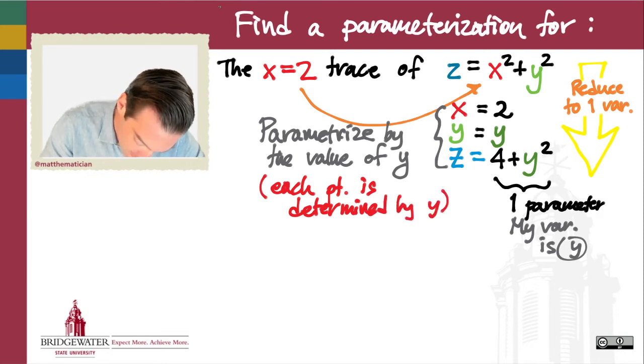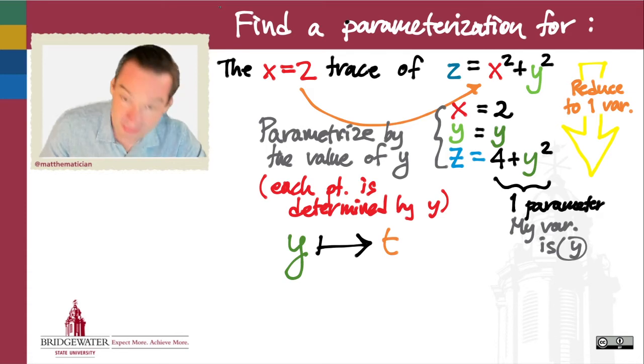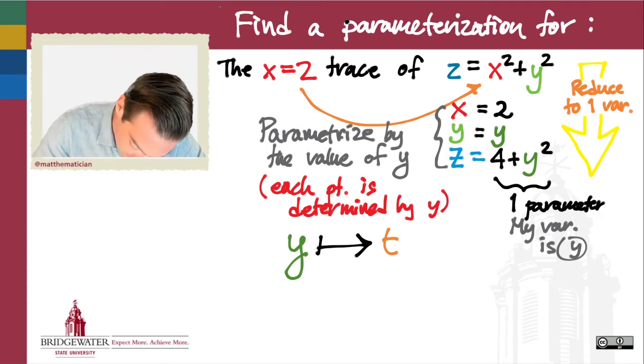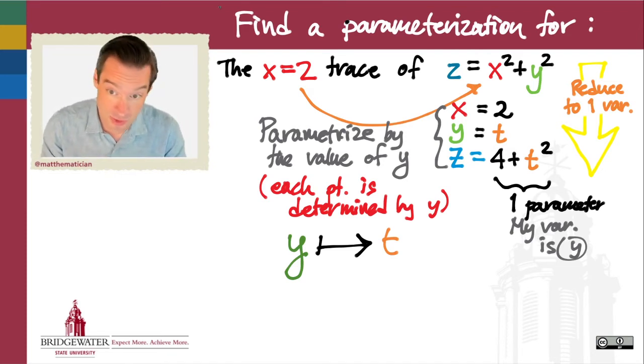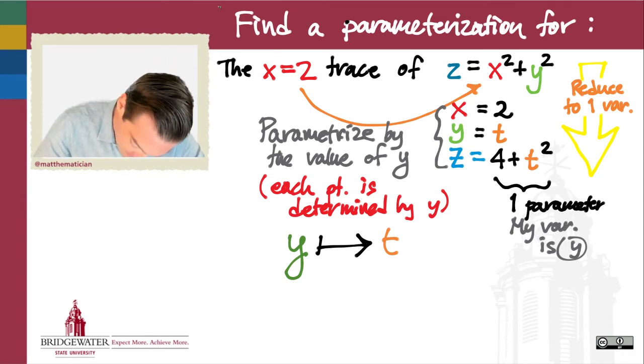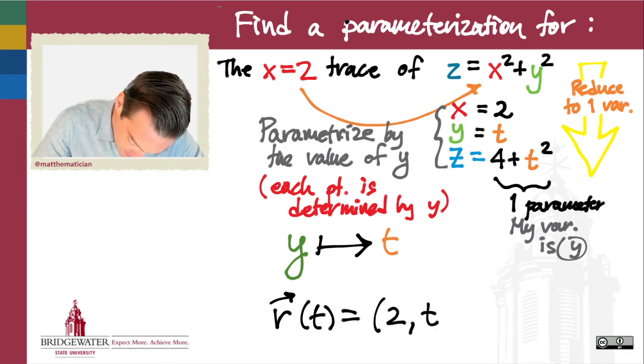And so for that reason, we'll take y in my parameterization and just replace it by the context-free parameter that we call t. And if I do that, then my right-hand sides are going to look like the components of a vector-valued function of t. 4 plus t squared would be the z-coordinate, the z-component, right? t would be the y component, and 2 would be the x component. So my parameterization would be 2, t, 4 plus t squared for this trace.